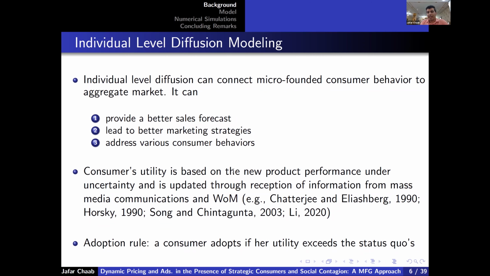So individual level diffusion is interested in focusing on these dynamics and connecting the micro-founded consumer behavior to the aggregate market. I have listed a couple of advantages of this modeling, and the main idea usually works in the following way. The consumer's utility is based on the new product performance under uncertainty, and it is updated through the reception of information from mass media communication or word of mouth, and so on. In this stream of research, the adoption rule is as follows: a consumer adopts if her utility exceeds the status quo utility.